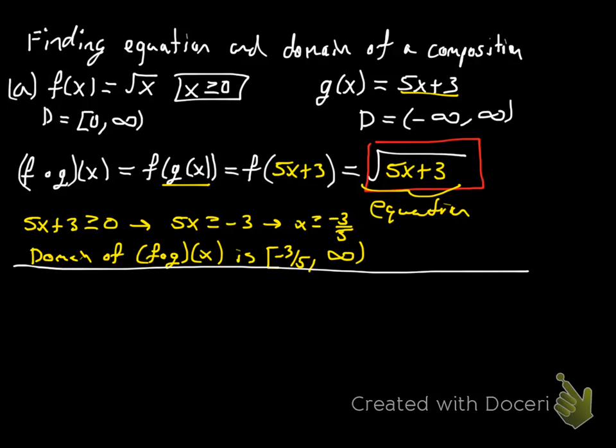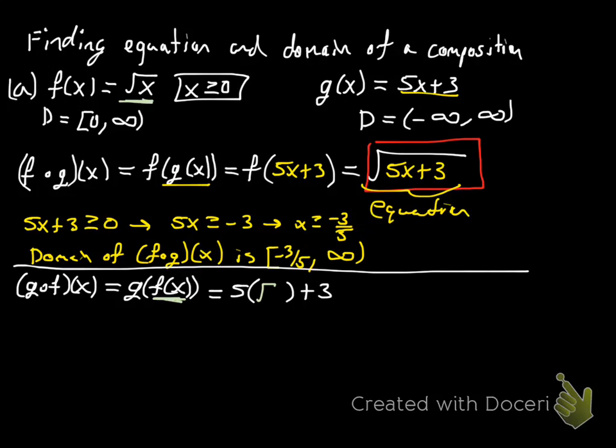Okay. So that's the f o g, and the only new thing is coming up with the formula for the composition. Finding the domain is the same thing as before. Okay, now we're going to find the g o f, or the g composed with f of x. So that means g of f of x. Okay, so f of x is the square root of x. Okay, and our function g takes input, multiplies it by 5, and then adds 3 to it. So here we're feeding the g function f of x, and f of x is the square root of x. Okay, so then that gives me 5 square root of x plus 3.